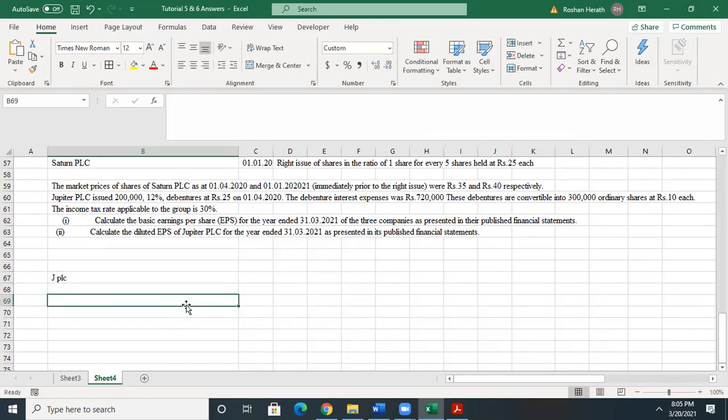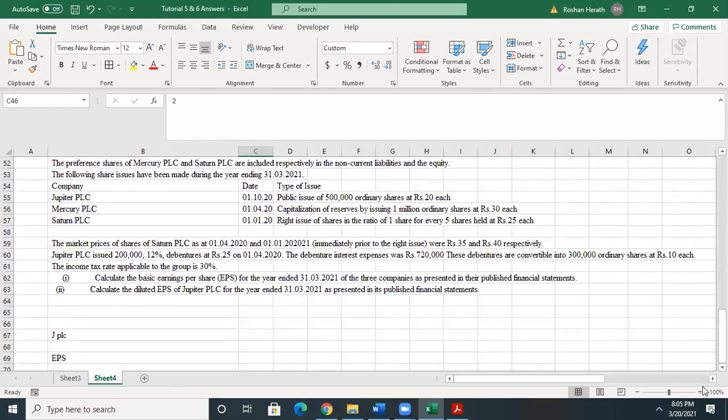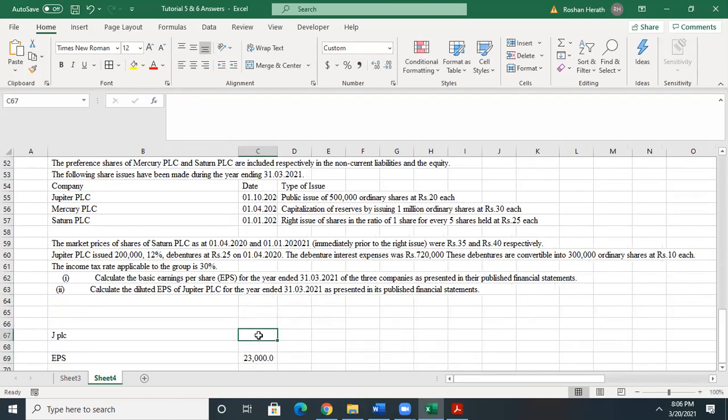We can take the EPS, earnings per share. It is the profit attributable to the ordinary shareholders. You can see the profit for the year is 25, but you need to remove the profit attributable to the NCI. What is the profit attributable to the ordinary shareholders? It's going to be 23 million. So let us take the figures in thousands, so it's 23,000, the profit attributable to the ordinary shareholders.